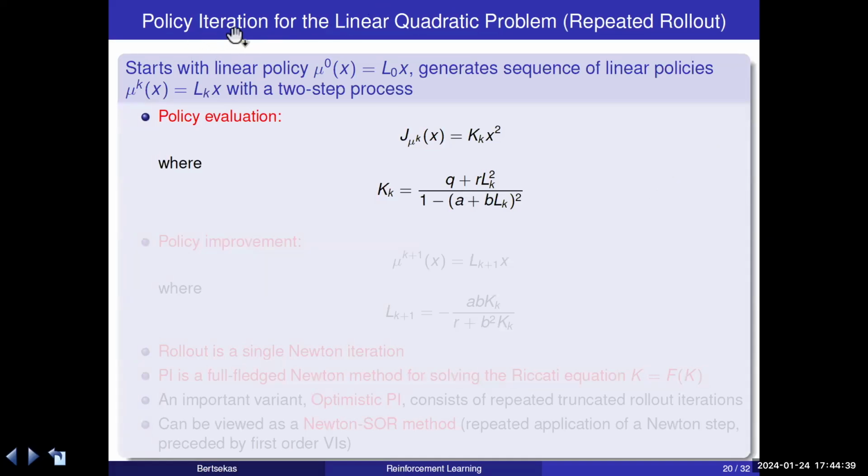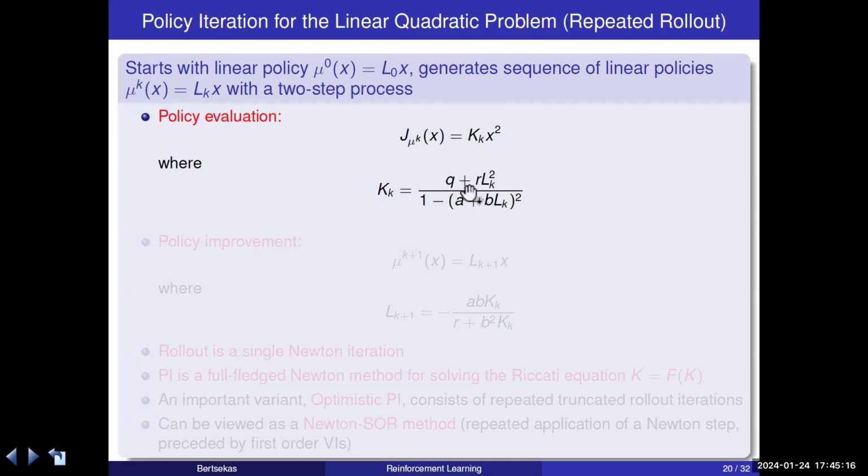So let's now go to policy iteration for linear quadratic problems. We mentioned rollout. It's one Newton step starting from the cost function of the base policy. Now, policy iteration is simply a repeated rollout. You get a sequence of policies, each one with a better cost. It starts with some linear policy and generates a sequence of linear policies involving cost coefficients LK, with a two-step process of policy evaluation and policy improvement.